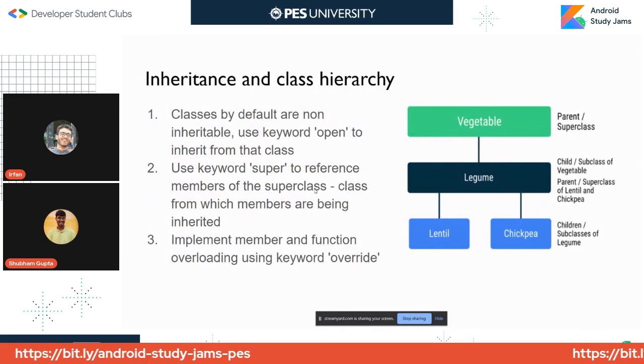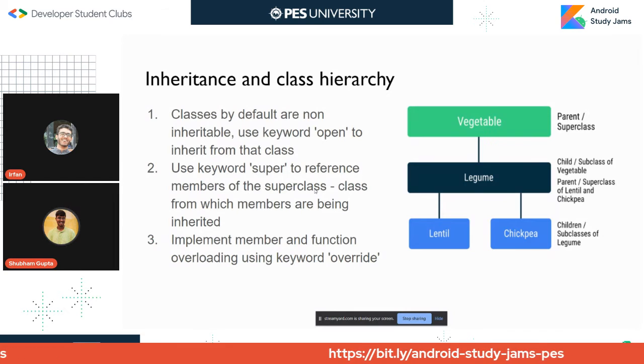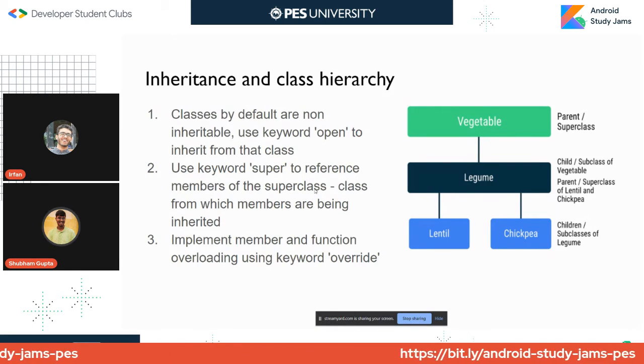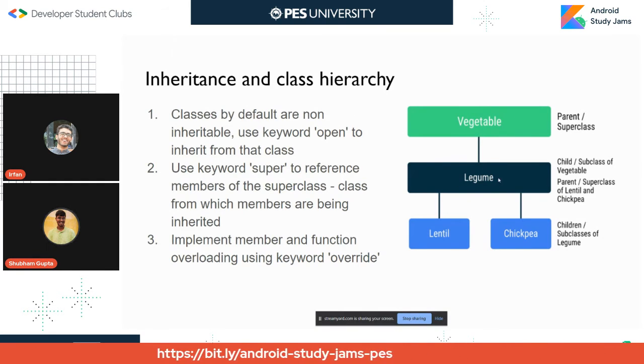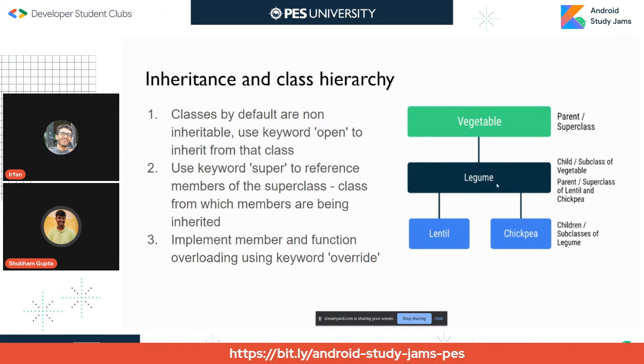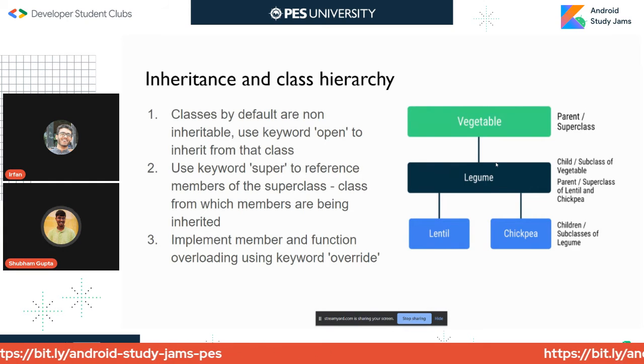So that's classes. And we already kind of covered inheritance, but the basic definition of inheritance is getting the members from a superclass to a subclass. If you look at this diagram over here, legume is the subclass inheriting all the members of vegetables. And again, lentil is the subclass of legume. It'll inherit all the members of legume. So it keeps going on like that.